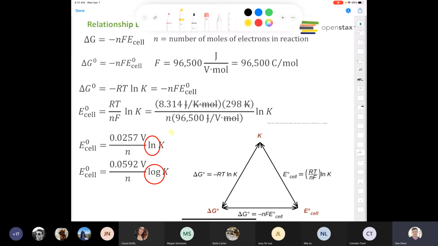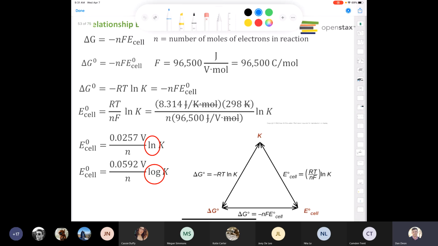And I told you, you can simplify it to this here, that the standard cell potential is equal to 0.0257 volts over the number of electrons transferred multiplied by the natural logarithm of K. And I didn't go over the derivation of how to get from here to here. I told you it's based on the fact that a natural logarithm is the same thing as a log to the base of e. If you want to take the time to figure that out, you can.